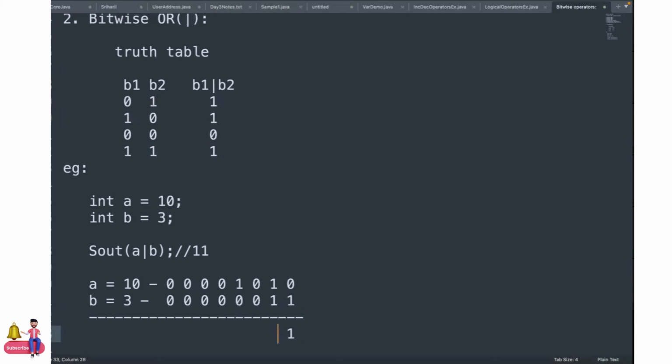So 1. And next, I have first bit 1 and second bit also 1. So what will it be? It will be again 1, right? And next, what do we have? 2 zeros. If both the first bit and second bit are 0, you just need to put 0 there. And what else do we have? 1 and 0. 1 and 0 is going to be 1. And all the remaining are zeros, so just put zeros there.